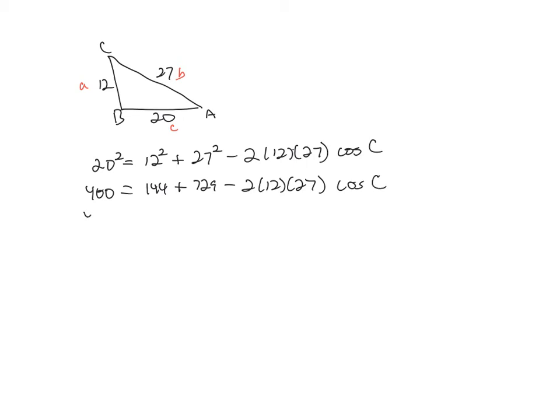Okay, so the solving part on this one is going to be a little bit different. I'm going to add these two together: 144 plus 729, and I get 873. And then I'm going to multiply 12 and 27. 324. And then I'm going to multiply 2 times 324.